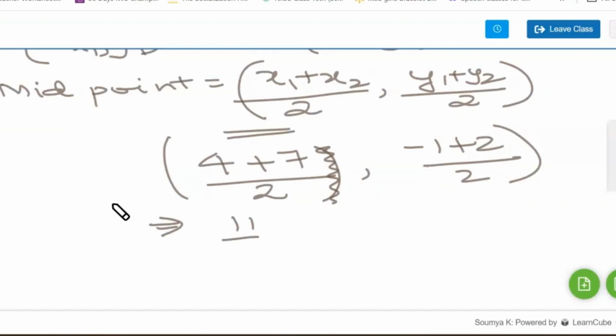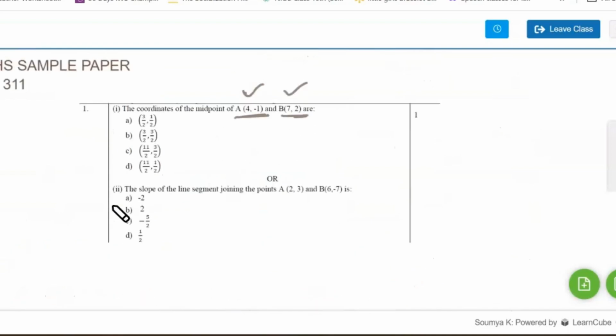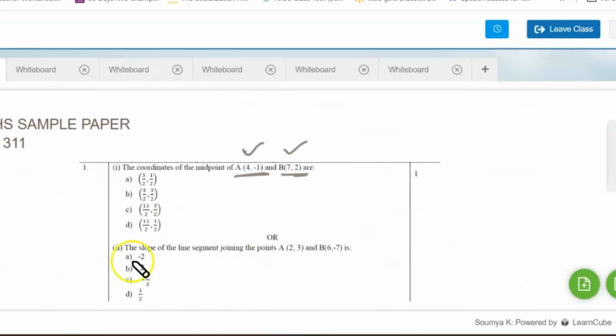So it will be 11 by 2, 1 by 2. So these are the coordinates of your midpoint. Let's see whether this is available in the given options. Yes, if you see this D option, 11 by 2 and 1 by 2, that answer is available. So this is the correct option for your first question. Hope you understood. This is the formula for midpoint. Okay, don't forget it, note it down somewhere.